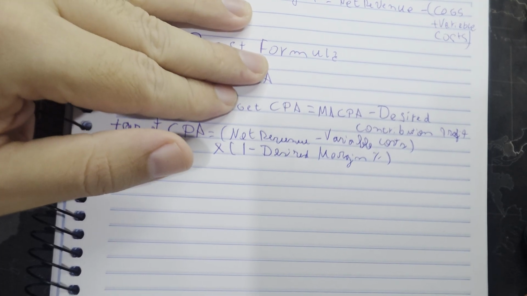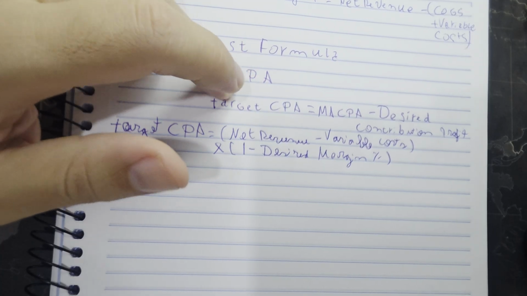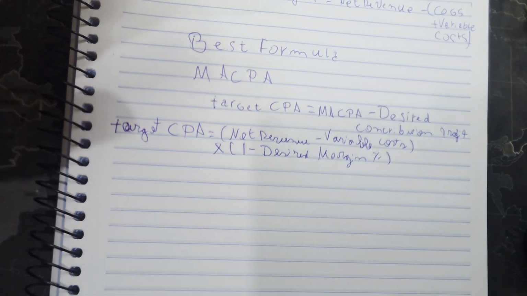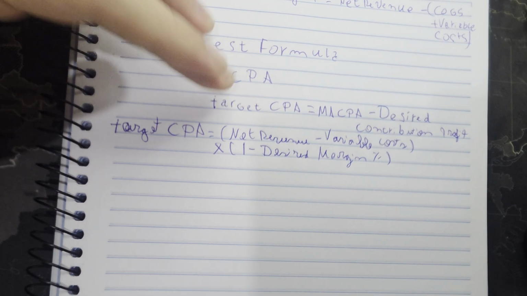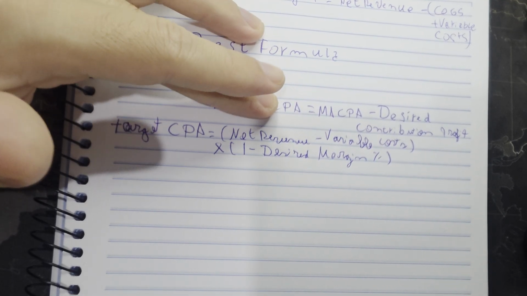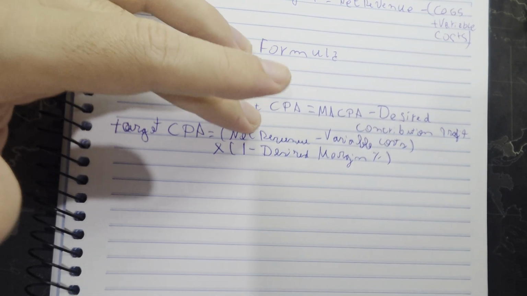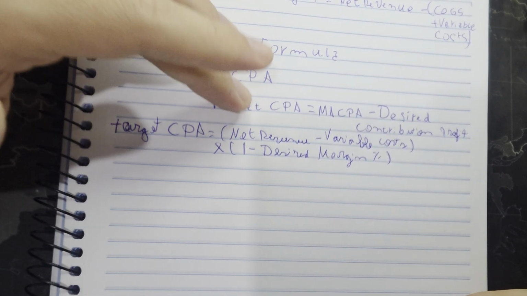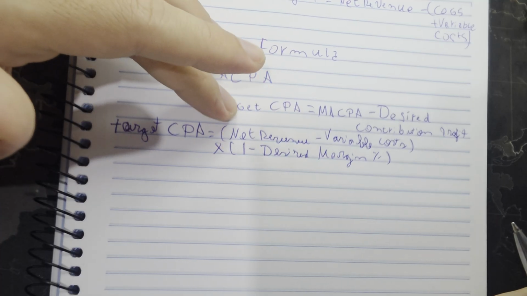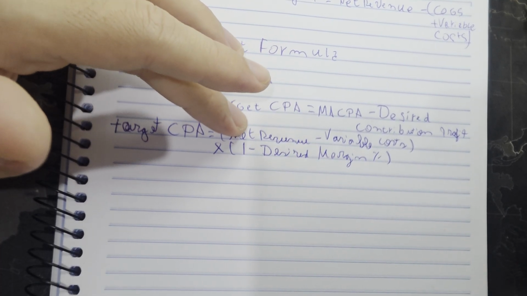First reason is protection against insolvency. Unlike the 20% of ticket price rule, this formula guarantees that every acquisition contributes to the overhead. It effectively locks in solvency. In low margin industries like consumer electronics, blindly following a 20% rule will likely result in CPAs that exceed the contribution margin, causing the business to hemorrhage cash with every sale.